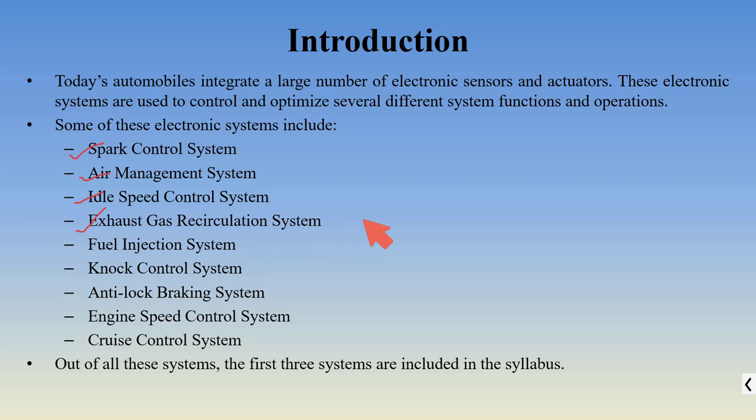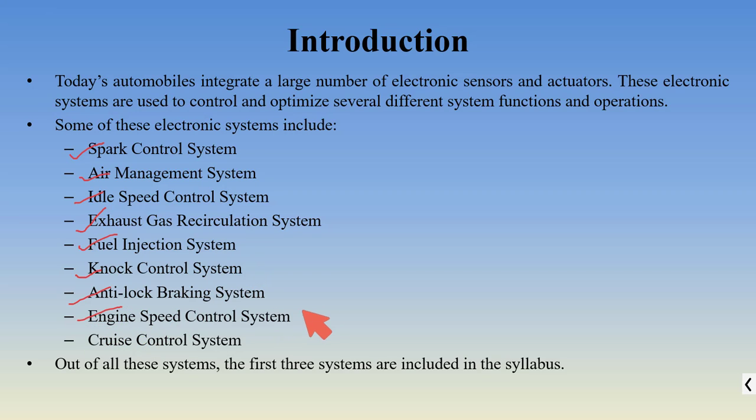As I have told you already, exhaust gas recirculation is used to control the amount of NOx produced inside the engine. Fuel injection system. What is the quantity of fuel injected? When is it injected? In what direction is it injected? What is the number of injections per stroke? That is the fuel injection system. There is a knock control system which is dependent on several different things. For example, if there is knocking, it will adjust the engine speed, it will adjust the amount of fuel intake, etc. Anti-lock braking system, to prevent the skidding of the vehicle, we use anti-lock braking system.